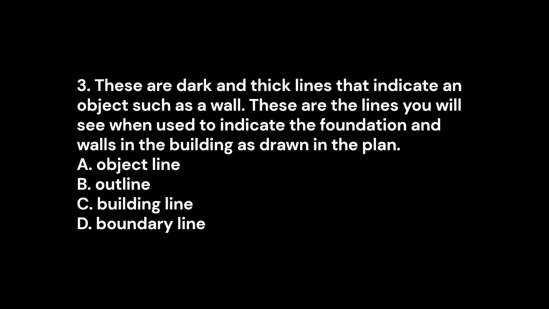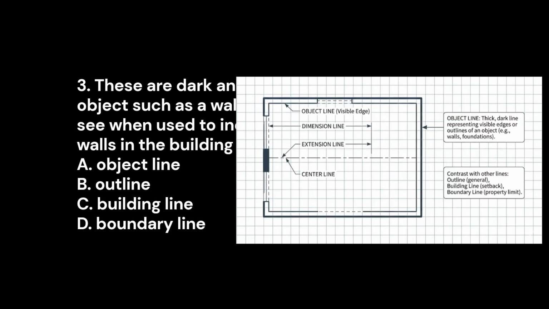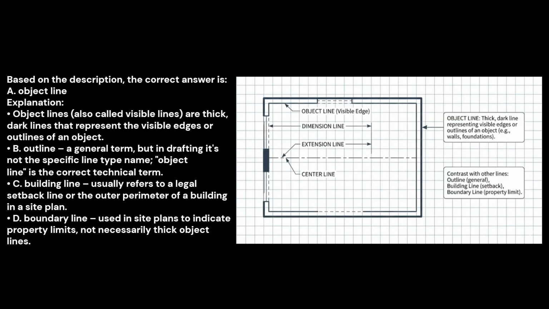Number 3. These are dark and thick lines that indicate an object such as a wall. These are the lines you will see when used to indicate the foundation and walls in the building as drawn in the plan. A. Object line. B. Outline. C. Building line. D. Boundary line. Based on the description, the correct answer is A.